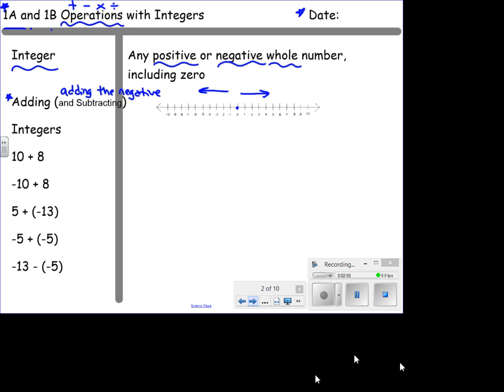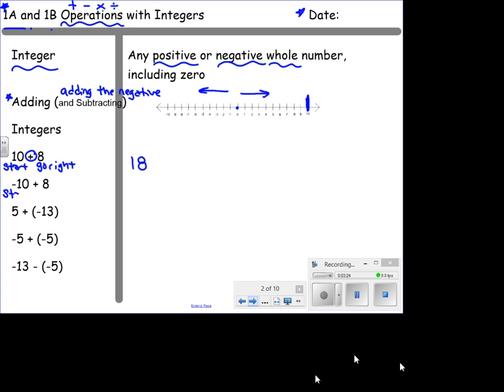When you guys are given questions, every single time that you are adding integers, you're thinking about where do I start, and then what direction do I go? So if I started at positive 10, if you come over here on this number line, positive 10 is right there. If I start at positive 10 and I go plus 8, that plus tells me that I need to go to the right. So if I start at positive 10 and I count 8 more to the right, I'm going to wind up at 18.